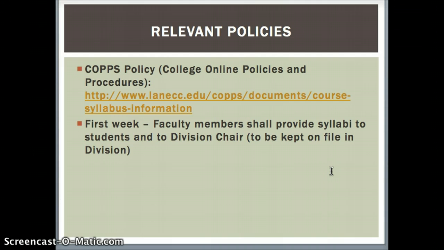During the first week, faculty members must provide syllabi to their students and also to the division chair. Many different departments and divisions have different systems set up for this, so you may provide your syllabus to an administrative coordinator or an administrative specialist, for instance. So check with your department to find out how things are generally done.